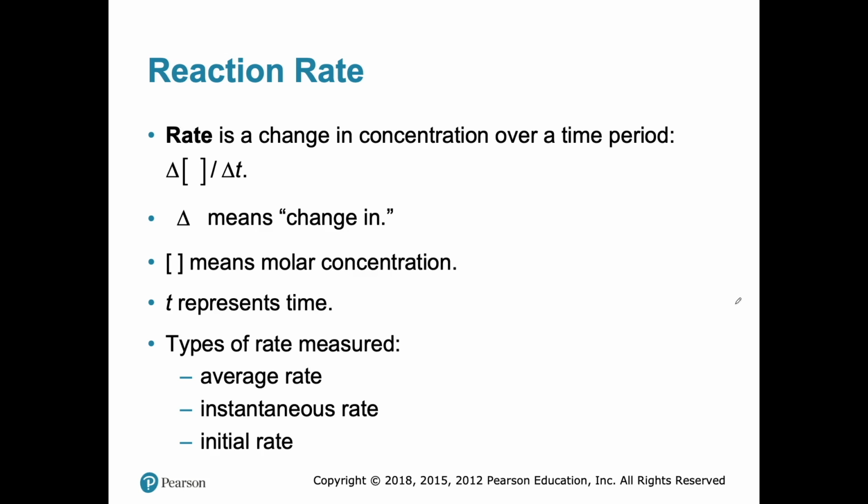So, just to reiterate here, the rate is equal to the change in the concentration of a reactant or a product over the change in time, okay? So delta means change, brackets mean concentration, t means time, right? The average rate, the instantaneous rate, or the initial rate. Those are the three types that we measure, okay? The instantaneous rate, the average rate, and the initial rate.